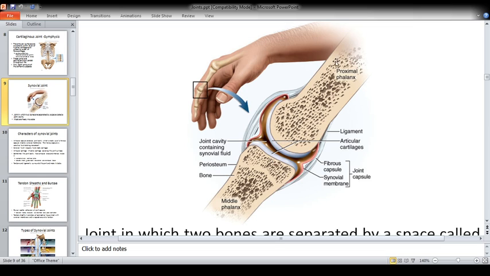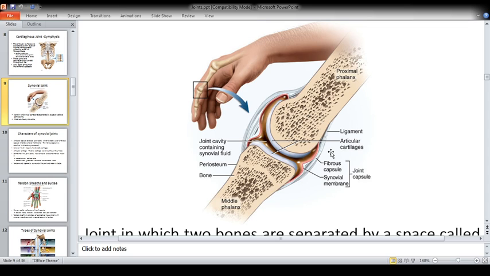This is the proximal phalanx, or this one, this bone, and this is the middle phalanx, and then the distal phalanx. So this is present between the proximal and the middle phalanx, and these are the structures which are present here.